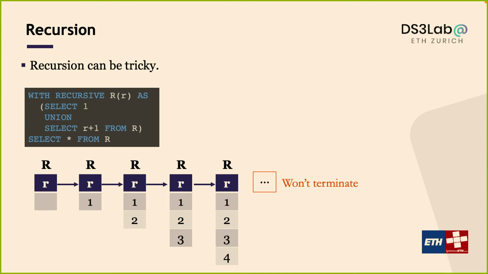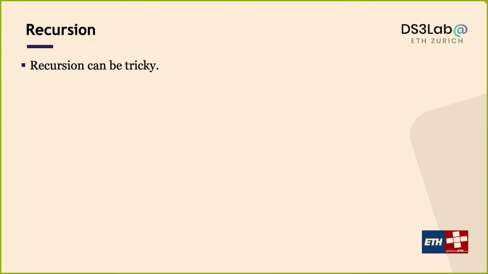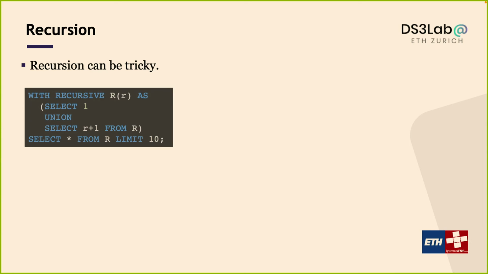This is not the end of it, so it gets even trickier. Now let's look at this relation and this query. My recursive query is the same as the previous slide, the one that never finished. The only difference is when I query this, I have a limit 10. I only want 10 tuples from the recursive query. Will this finish? Will this terminate? What would we get?